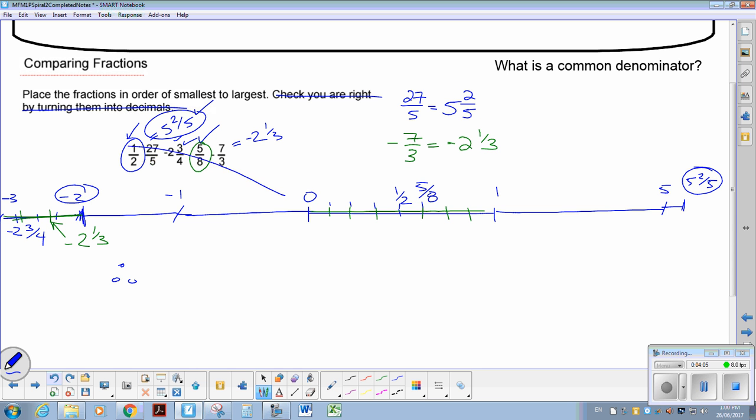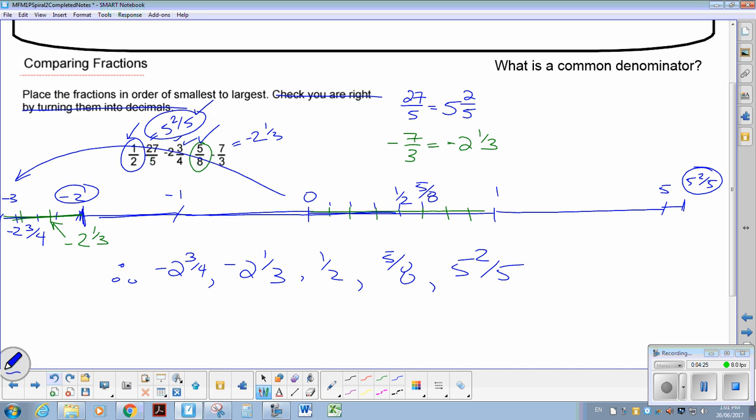Smallest is the farthest away from 0 to the left. So that means it would be negative 2 3/4. Then we would have negative 2 1/3. Moving across, I come to 1/2. Then I come to 5/8. Then I come to 5 and 2/5. All right. So just using our visual display, that's how we figure out the order of our fractions.